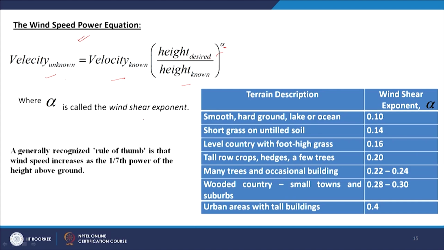So, this alpha is called the wind shear exponent, and one thumb rule is that this alpha value is around 1 by 7th. So, a generally recognized rule of thumb is that wind speed increases as the 1/7th power of the height above ground, and here this table gives some examples of different terrain and different alpha values. So, somewhere it is 0.10, 0.14, 0.16, 0.2, 0.24, and these are the different conditions.